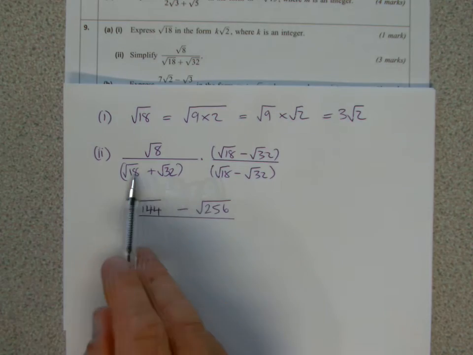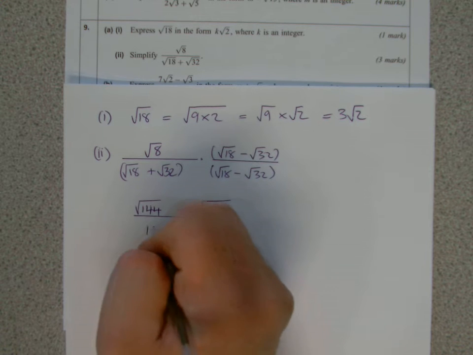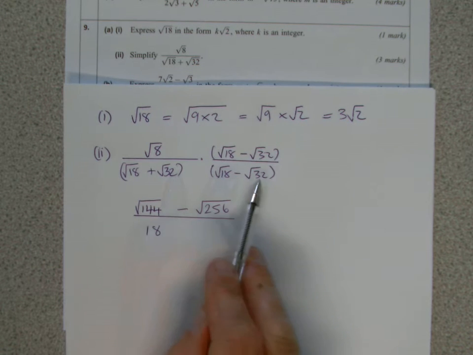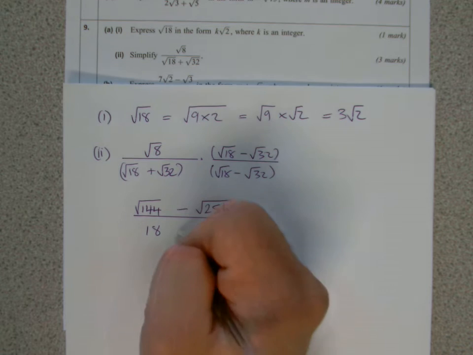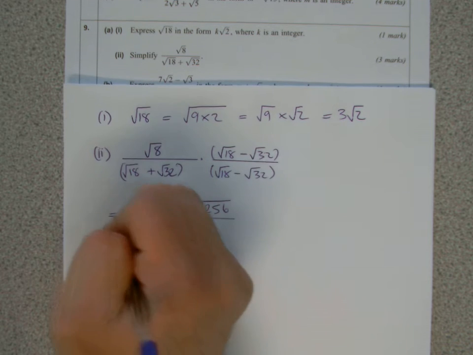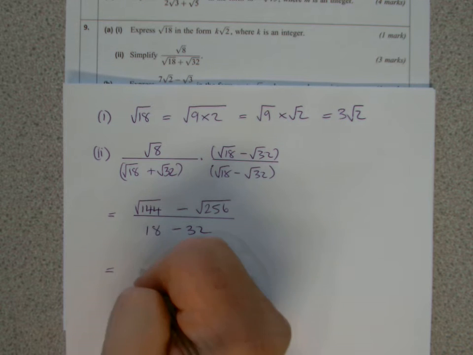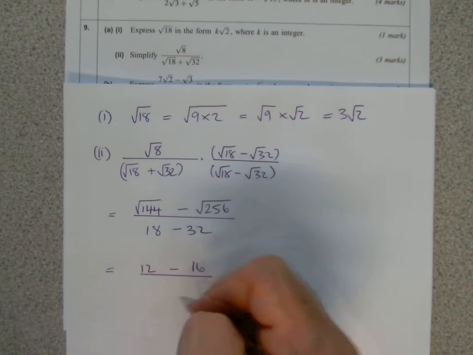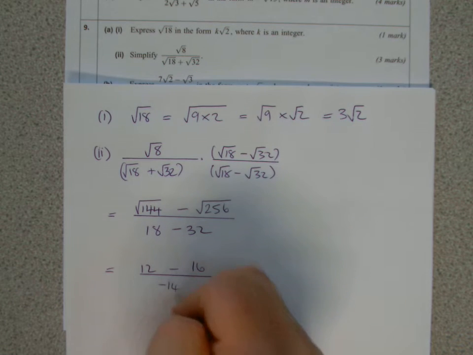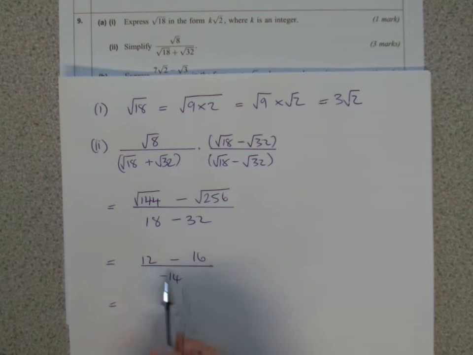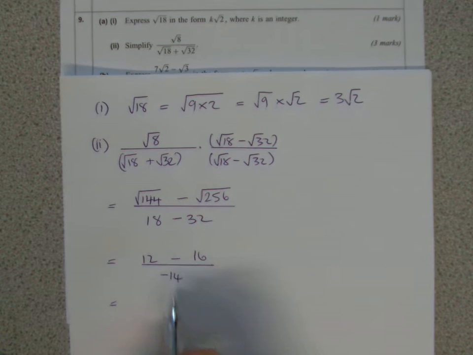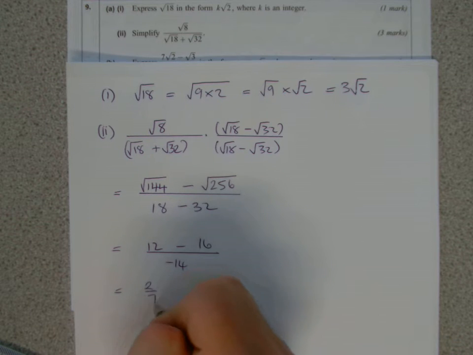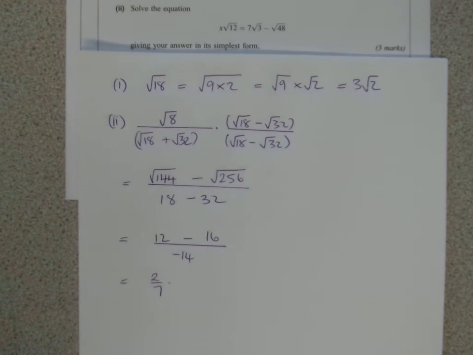All over. Now remember, we only have to do the first and the last, because the outers and inners will cancel out. So first, root 18 times root 18 is 18, and the last, root 32 times root 32 is going to be 32, or minus 32. So this becomes then 12 there. Square root of 256 is 16. And 18 take away 32 is minus 14. So if we work that out on a calculator, we'd get minus 4 over minus 14, which will just be 2/7. So that's our simplified answer there.